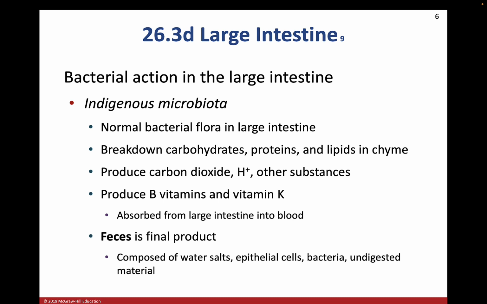If we look at the role of this bacteria, it is about breaking down carbohydrates, proteins, and lipids in chyme, but this is accomplished through fermentation and not enzymatic activity. The product of this fermentation process is carbon dioxide, hydrogen, and some other substances. The indigenous microbiota are also responsible for the production of B vitamins and vitamin K. These will be absorbed from the large intestine into the blood.